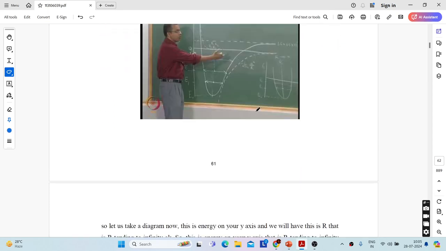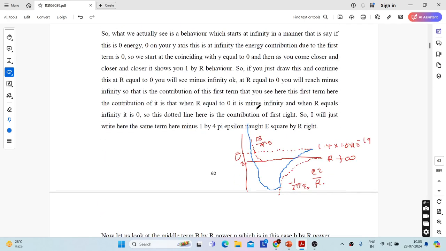For that, we first plot those three relations separately. The plot will have energy on the y-axis and the distance between the atoms on the x-axis. If the distance r is infinity, what will happen? The last term, 1.4 electron volt, is a constant value. So it will be a dotted line parallel to the x-axis, because it does not depend on r. Whatever the r value, it will be the same.